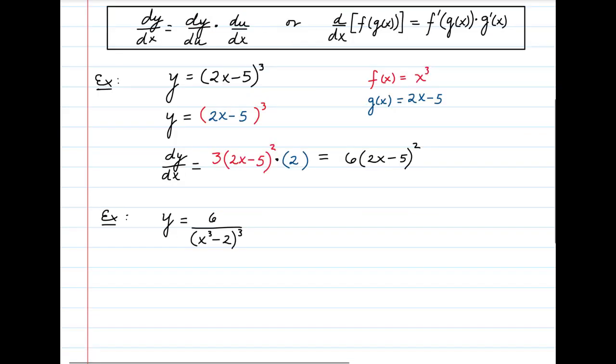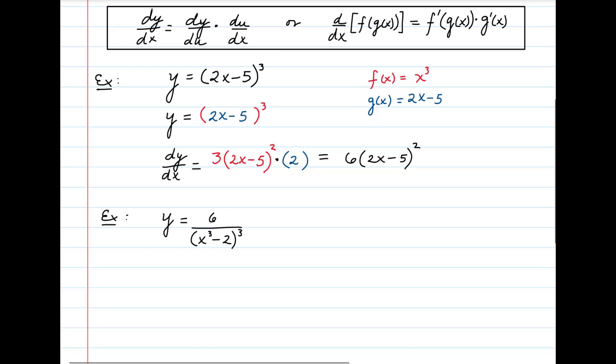Okay, so here's another example. We have y equals 6 over (x cubed minus 2) cubed. So this is an example of how the chain rule is really going to save us some time here. We know that we could use, from the previous section, the quotient rule, since this is a quotient, to find the derivative of this function. But chain rule is going to allow us to do this in a relatively faster way than if we had done the quotient rule.